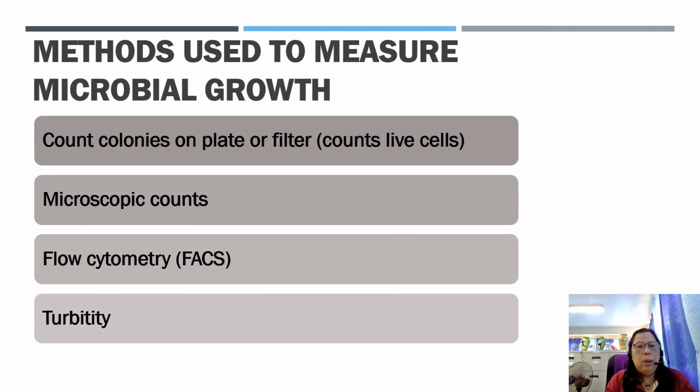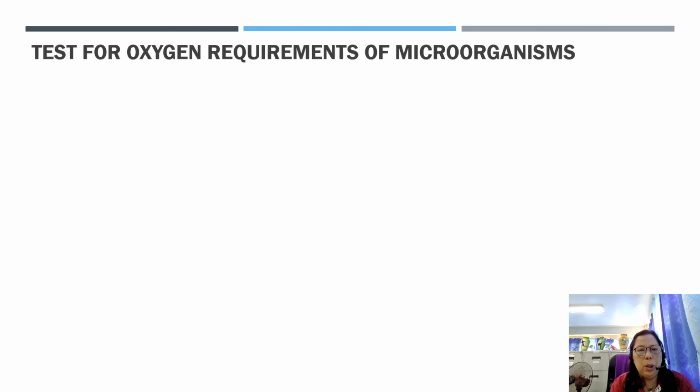In the laboratory, there are different ways to measure microbial growth. One is counting colonies on a plate. One is direct microscopic count. We have also flow cytometry and turbidity. In the laboratory, you will simply be doing the colony count on plates and observing liquids in terms of turbidity, but just in qualitative form. You will not be doing these other methods because they require an electron microscope or a microscope with higher magnification.